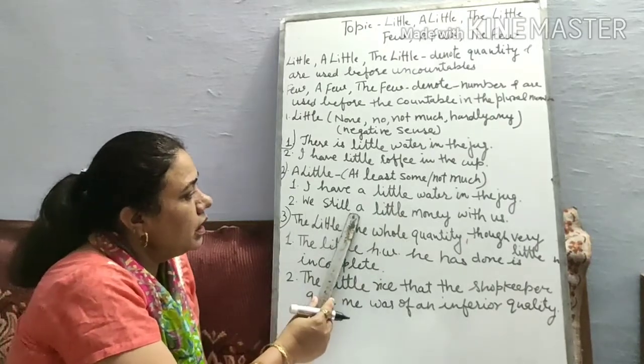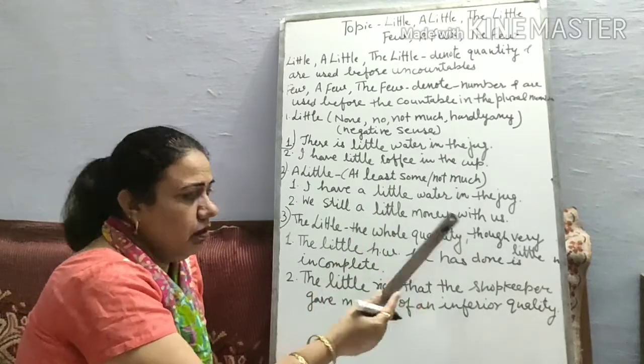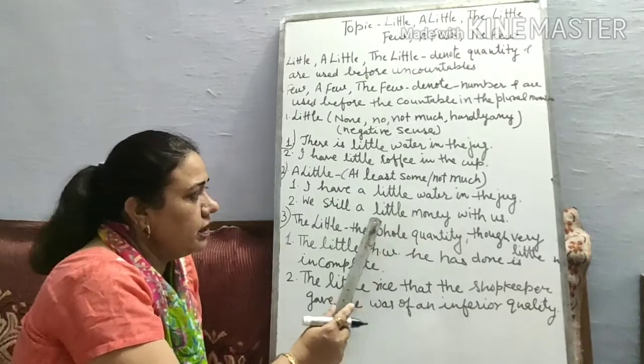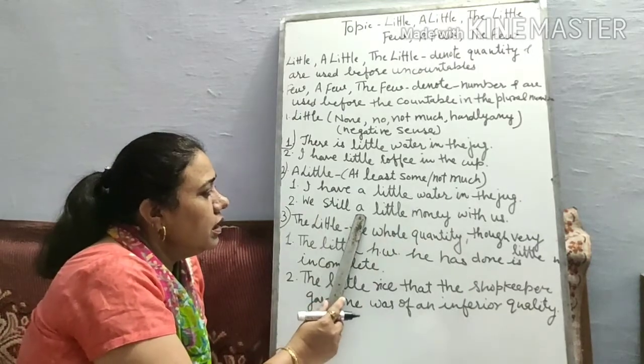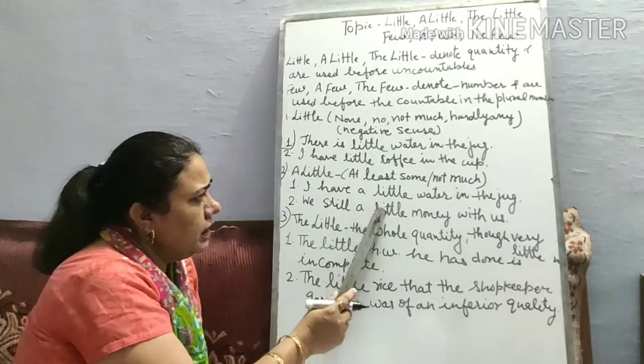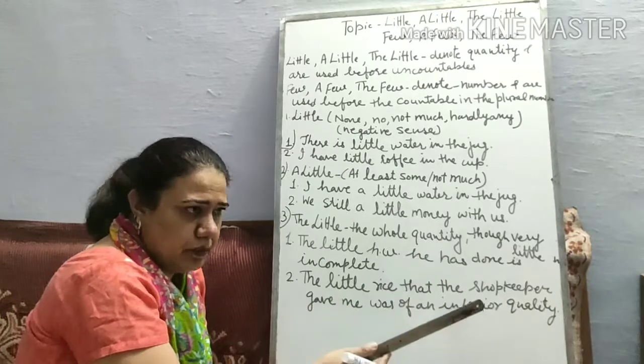We still have a little money with us, so we can buy something. We can buy some tables also, you understand. We still have a little money with us, so at least some money with us, so we can buy some tables.